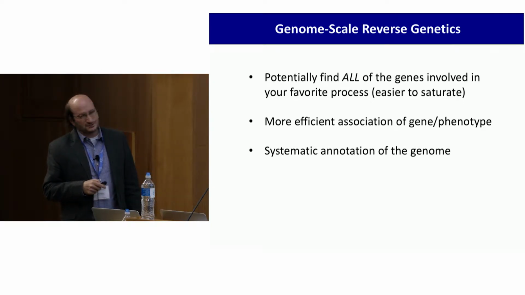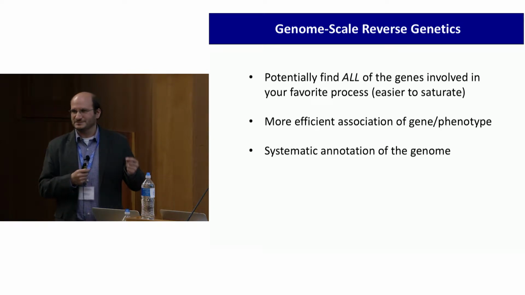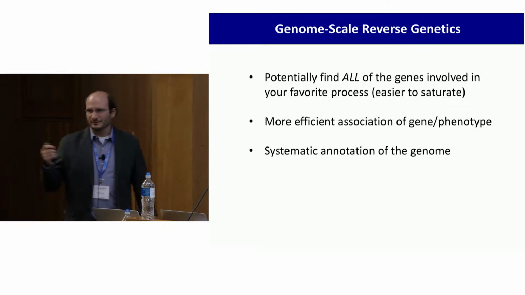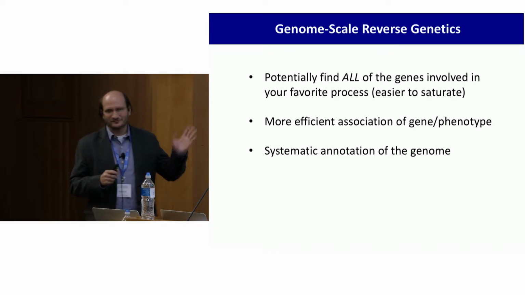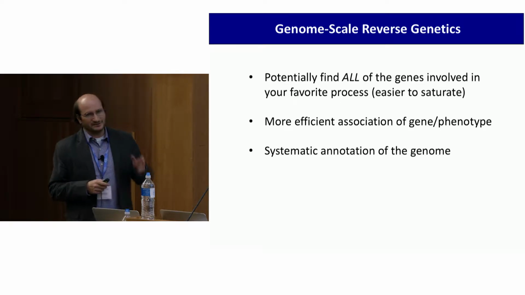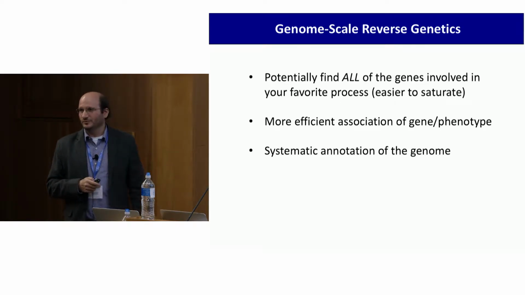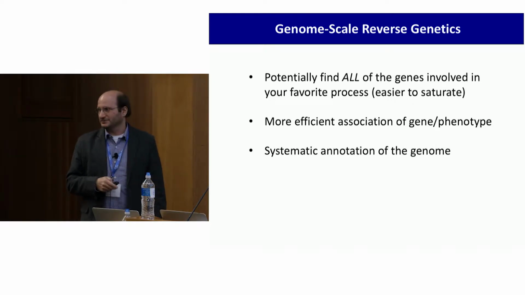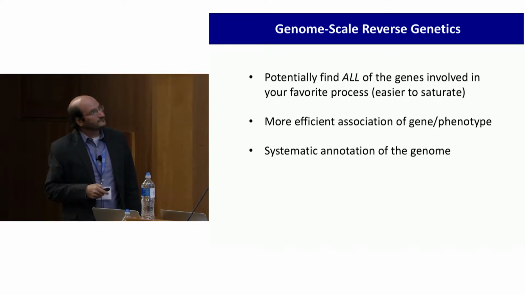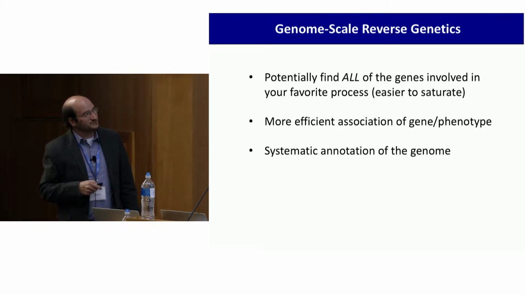And so I say that's easier to saturate because if you wanted to actually saturate the entire genome doing a chemical mutagenesis screen, you would need an enormous vat of worms or bacteria and thousands of people years to actually potentially get all of the available mutants that might give you all the phenotypes. But if you know the sequence, you can actually go in and just surgically knock them down or out one at a time. So this is a much more efficient way of associating the gene with the phenotype.